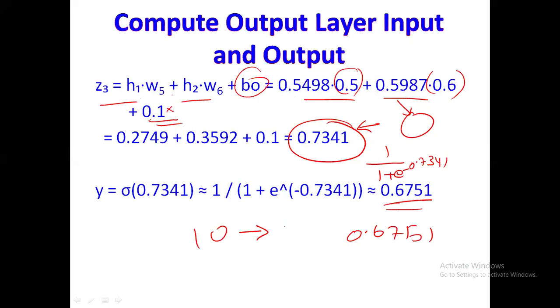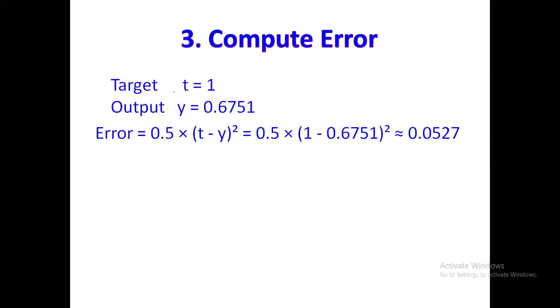Our target output is naturally equal to 1, but here we are getting 0.6751. So the error is 1 divided by 0.6751. So we have to compute the error. Target is 1 and output we are going to get is 0.6751.